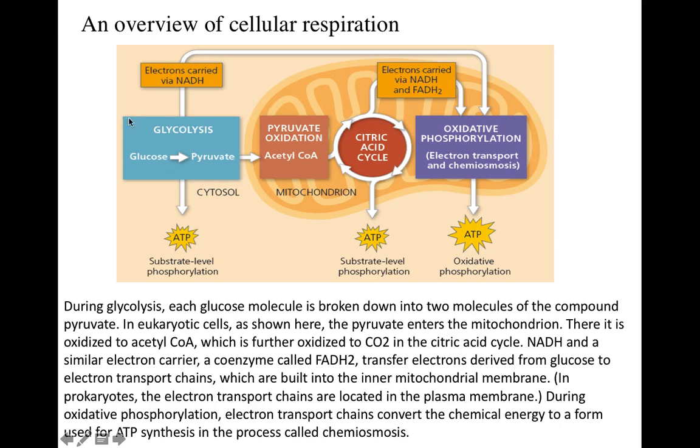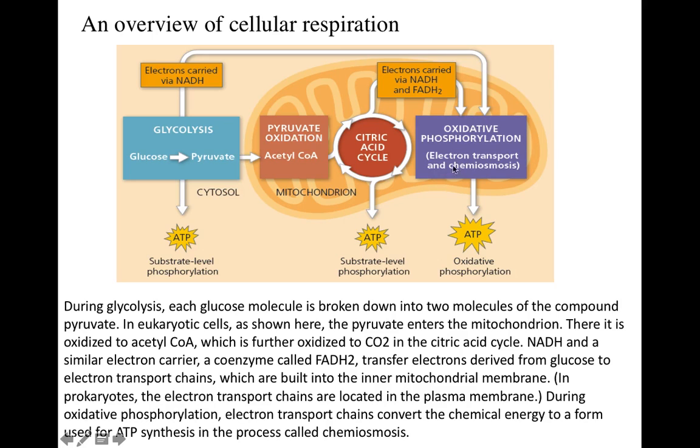So this is very simple. Glucose first undergoes glycolysis, is converted into pyruvate. Pyruvate enters into the mitochondrion, where it is oxidized to acetyl coenzyme A. Acetyl coenzyme A enters into the citric acid cycle. NADH and FADH2 carry electrons from the citric acid cycle and shuttle them to the electron transport chain.